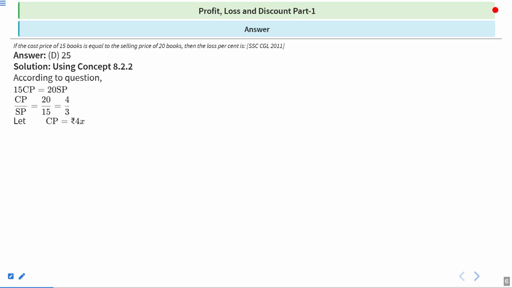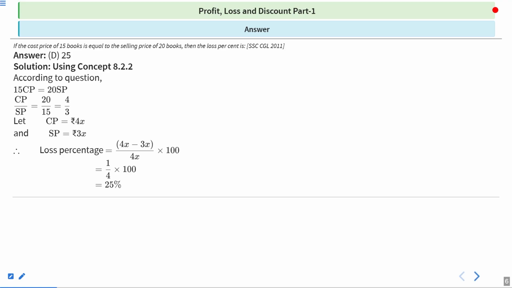In this transaction, the cost price is more than the selling price. When the cost price is more than the selling price, there will always be a loss. So the selling price is 3x. Loss percent is loss upon cost price multiplied by 100. Profit and loss are always calculated on the cost price. So 4x minus 3x upon 4x multiplied by 100. Simplifying it, we get 1 upon 4 multiplied by 100, or 25% loss. So D is the correct answer.